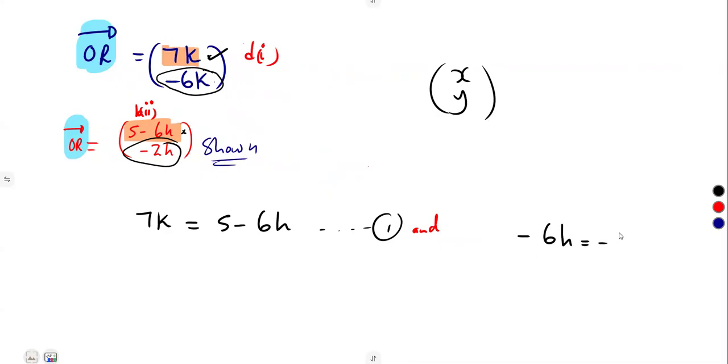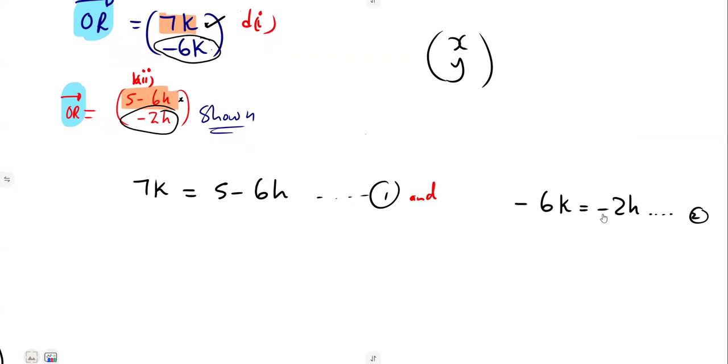Minus 6k is equal to minus 2h. Okay, so you can solve these equations simultaneously in the way that you understand. Are you going to use elimination? Are you going to use the substitution method? All right, so on the other class that I had with you, I referred to the substitution method, which you can also use again here.